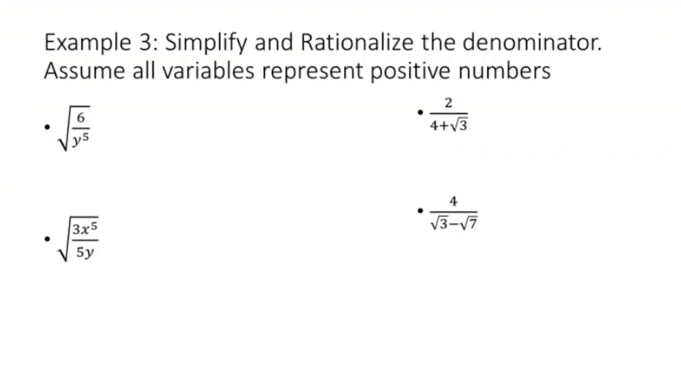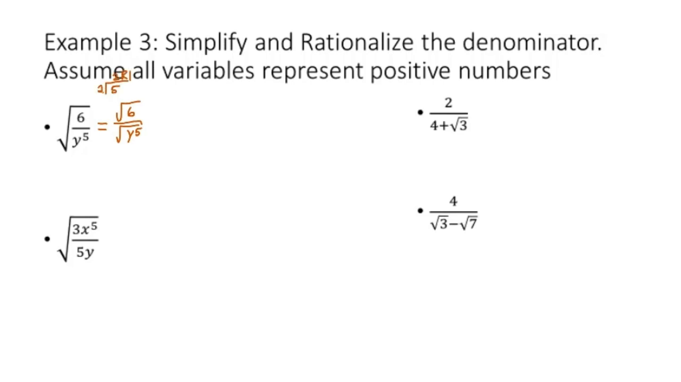We're now going to simplify and rationalize the denominator of each expression. We're going to assume all variables represent positive numbers. First, let's take a look at the square root of 6 over y to the fifth. Using our properties from the previous slide, we can rewrite our expression as the square root of 6 over the square root of y to the fifth.